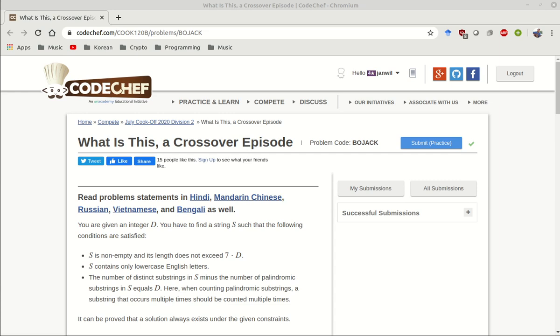And for the first problem, I chose a recent problem from a programming site called CodeChef, which is an Indian competitive programming site that runs periodic contests, and this is one of the recent contests called CookOff, July CookOff. And the problem caused quite a discussion on the CodeChef forum.